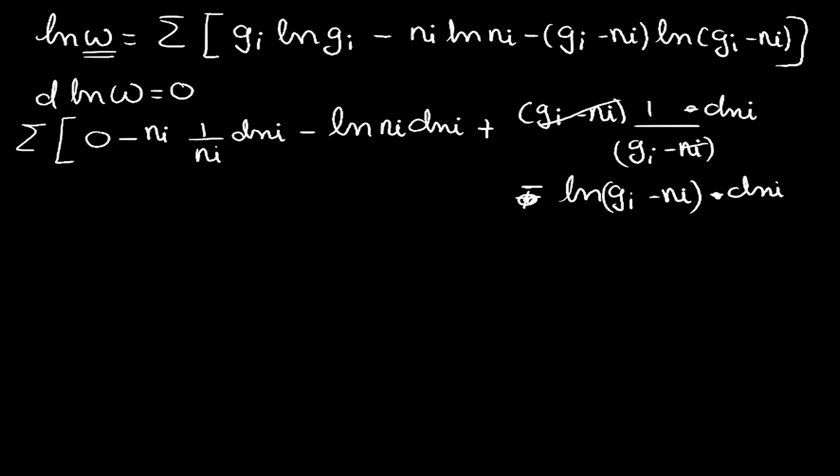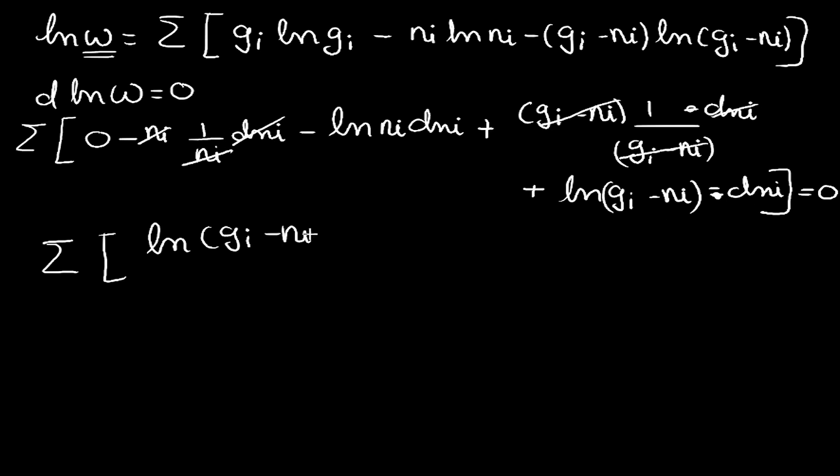Okay, so over here both these terms will be cancelled out. We have minus dni over here and plus dni over here, so they will cancel each other. Also, this will be plus because we have a minus sign over here, so this minus and this minus will become plus. So we will have the summation of ln of gi minus ni upon ni, into dni, and that is equal to 0.